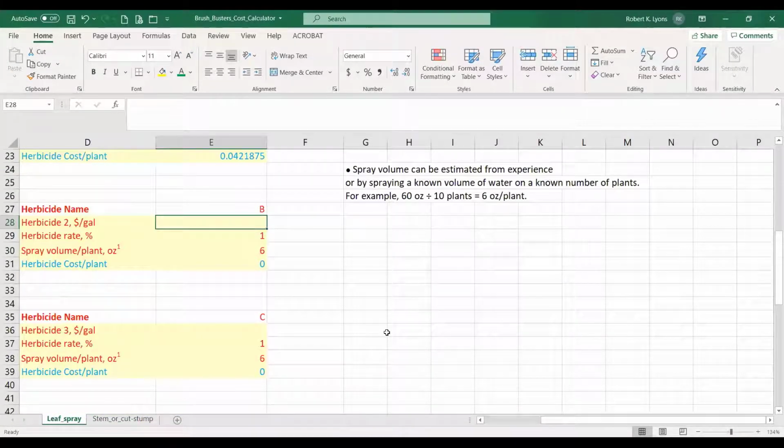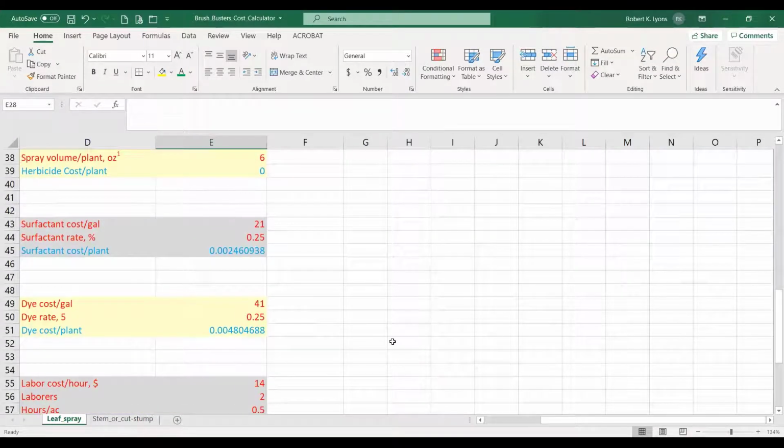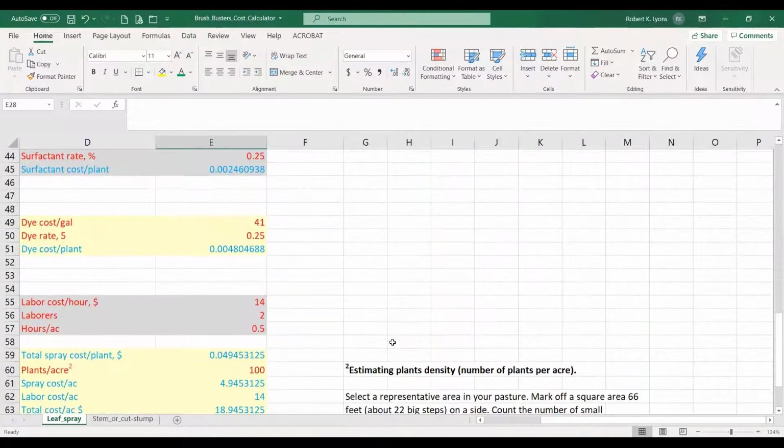So the same thing with herbicide 3. If we needed it, if you leave these entries blank, it won't calculate a cost. And then we scroll down to the surfactant. I entered a cost of $21 per gallon at a rate of 0.25%, and it calculates the cost of that surfactant per plant. And then we enter the dye, $41 per gallon at a rate of 0.25%. And then labor cost.